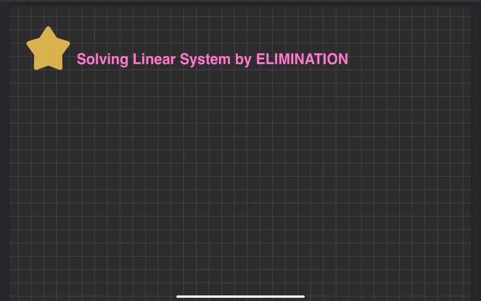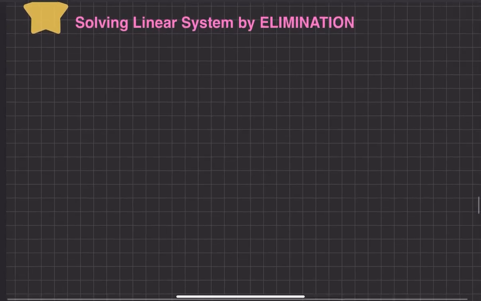So the first thing is, what is the elimination method? The elimination method helps us solve a system of equations by getting rid of one variable. We either add or subtract the two equations to eliminate x or y. So let me give an example.